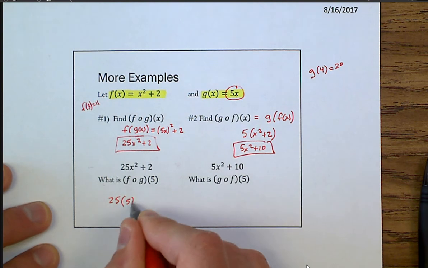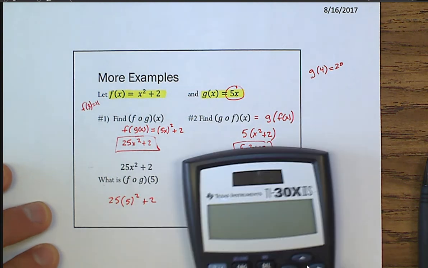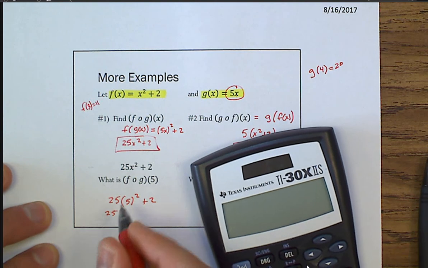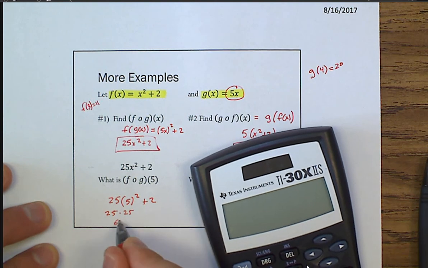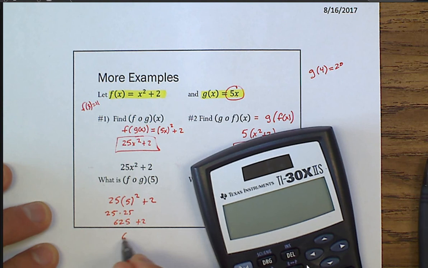You plug in the 5 for the x there. You'd square it plus 2. So you take your calculator out. Well, you really don't need it. 25 times 25 is 625. Add that to 2, and you get 627.